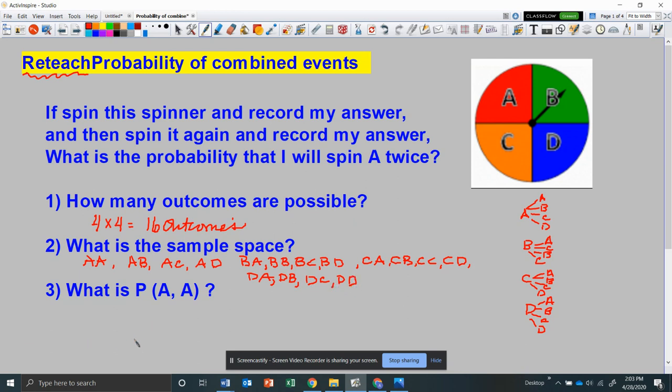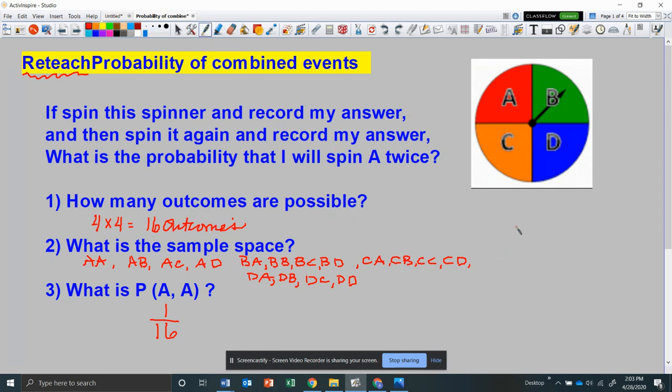Okay, so now I'm looking for if there's 16 things that can happen, how many times does AA happen out of those? Well, it happens once. So the answer would be 1/16. I could take the same information and I could ask another question. I'm going to erase my tree over here so I could ask you another question.